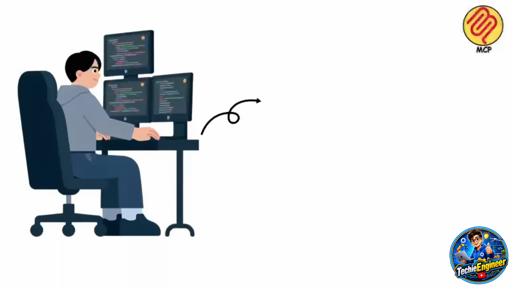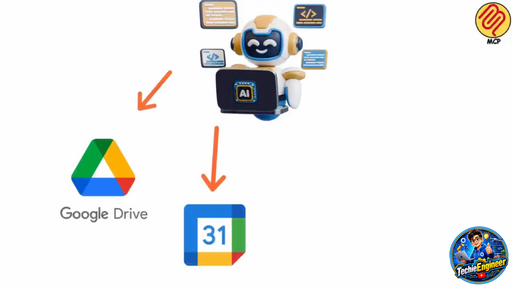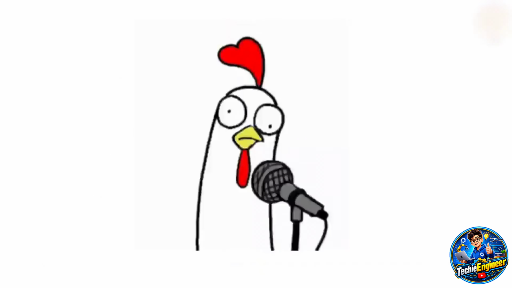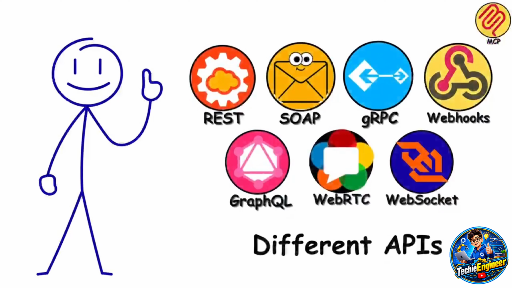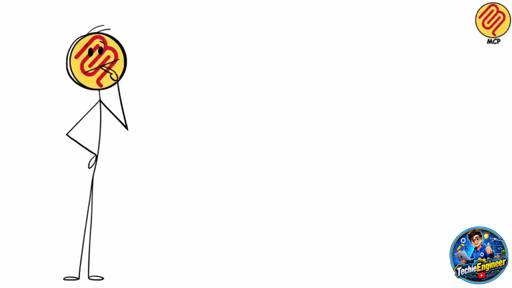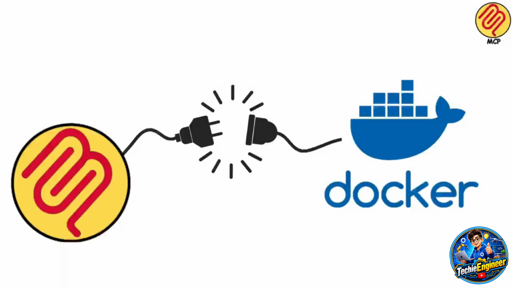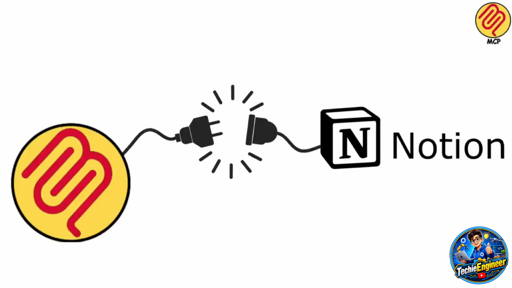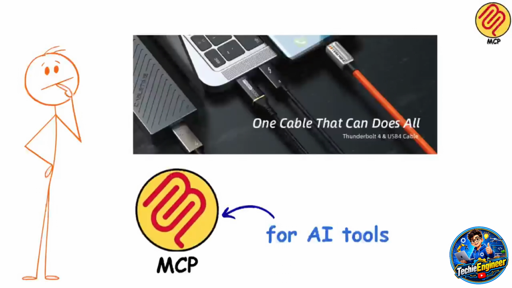Imagine you're building an AI assistant, and you want it to access your Google Drive, check your calendar, read your Slack messages, and search your codebase. Sounds simple, right? Wrong. Every single integration is custom work, different APIs, different authentication, different everything. MCP basically says, what if we had a universal connector? One protocol, and suddenly your AI can plug into anything that speaks the language of MCP. It's like when USB-C finally let us charge everything with one cable, except for AI tools.